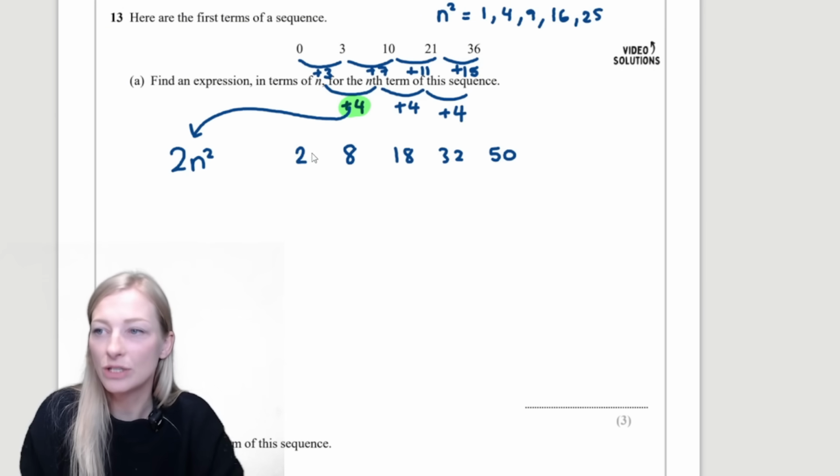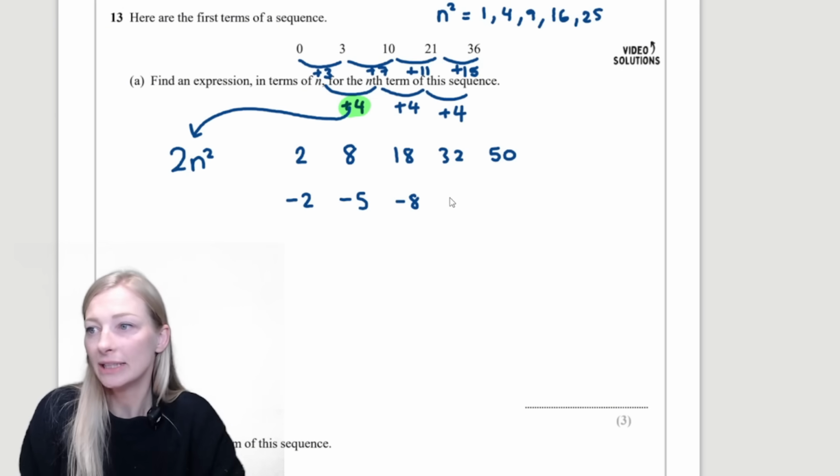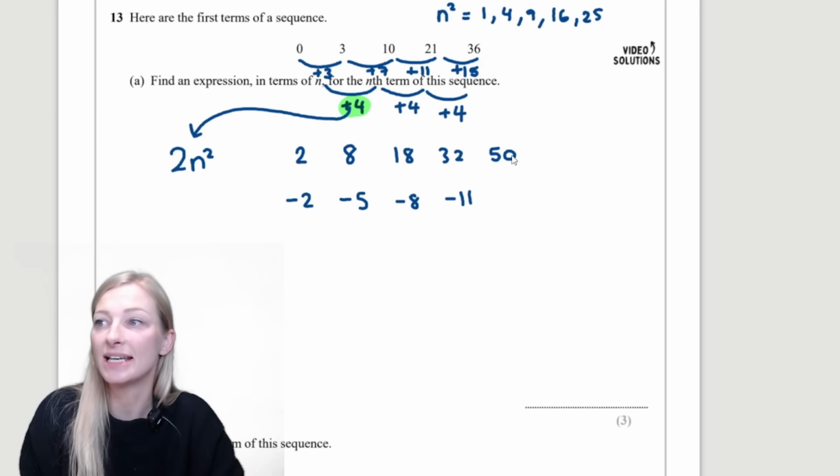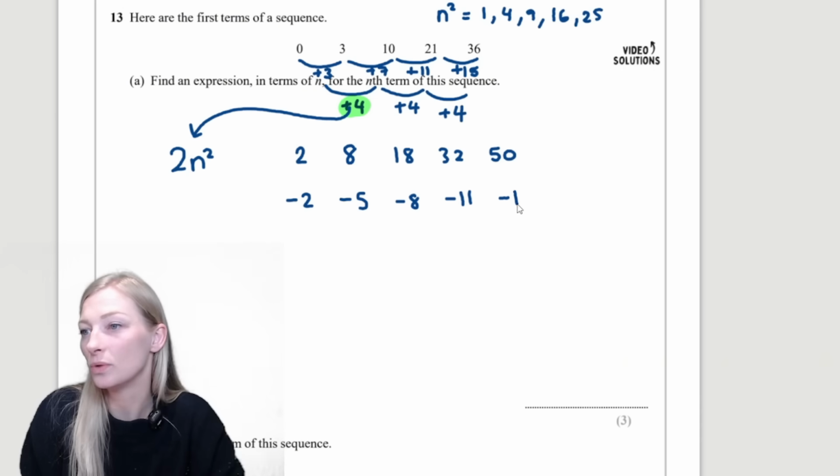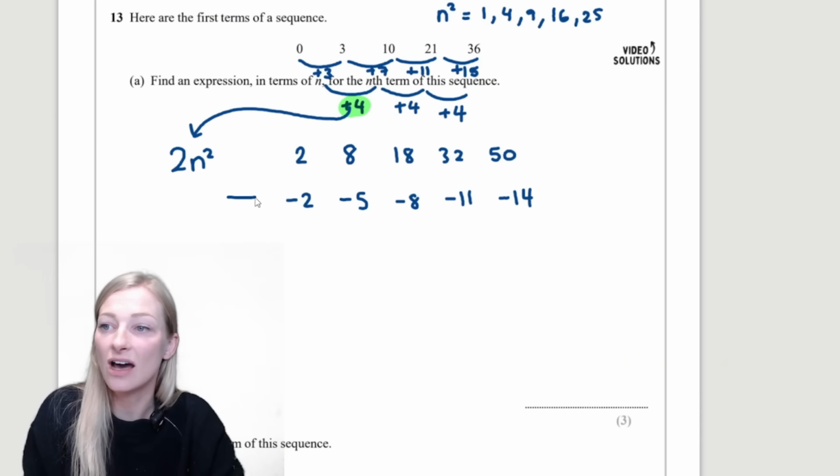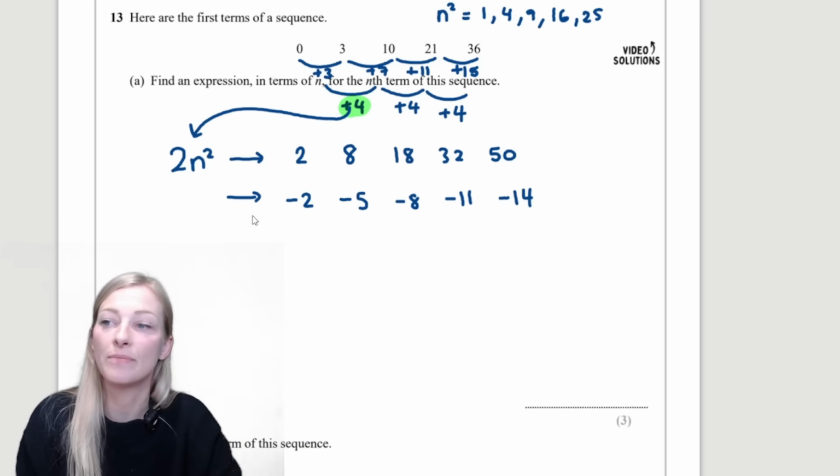So 0 take away 2 is minus 2. 3 take away 8 is minus 5. 10 take away 18 is minus 8. 21 take away 32 is minus 11. And 36 take away 50 is minus 14. And this is the other part of the nth term that we need.